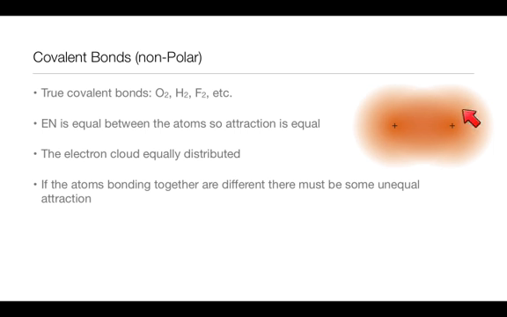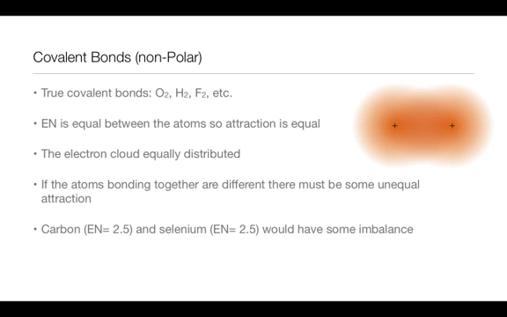Although this entire cloud is where the electrons may be, the higher probability area is where we could consider the bond to be. But the thing is, since it is equal sharing on both parts of the atoms, the distribution of the electron cloud around them is equal.